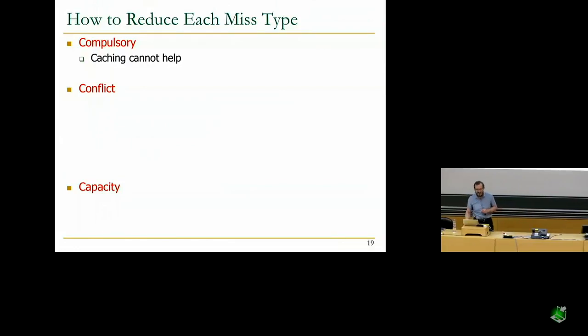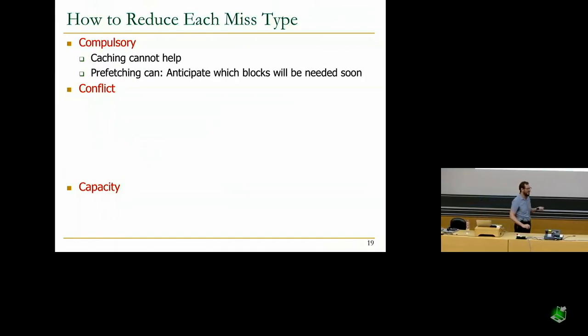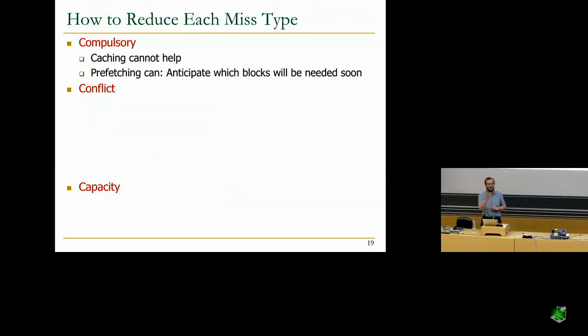Compulsory, well, caching cannot help. You need to be proactive. And caching, if you think about it, is a reactive mechanism. Whenever you need the block, you bring it into the cache. Well, how do you be more proactive? Proactive means anticipate what you're going to need and bring it into the cache before you need it. And that's called prefetching. We're not going to cover that, but all modern processors do prefetching. We talked about browsers doing prefetching, right? You go into a web page, and the browser anticipates, oh, you're going to click this link soon, so I'm going to prefetch all of those from the web into my cache. Right? That's an example of prefetching.